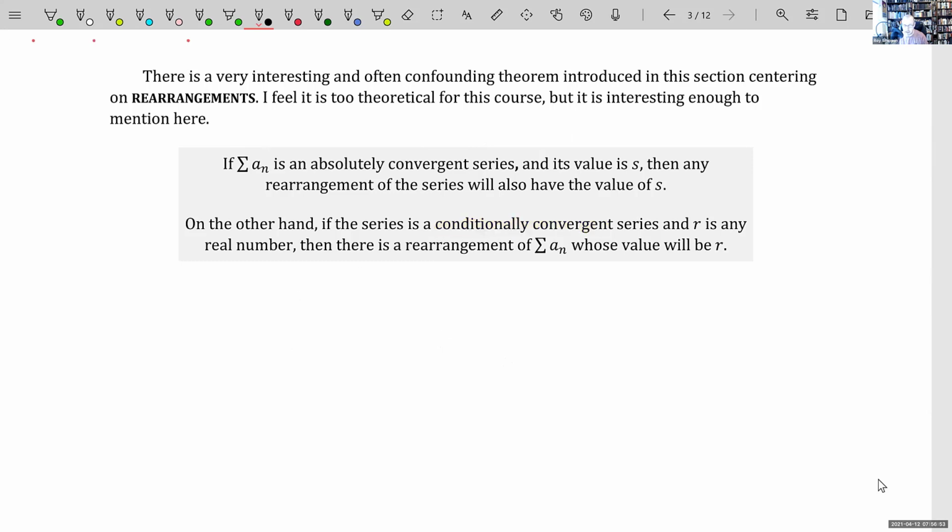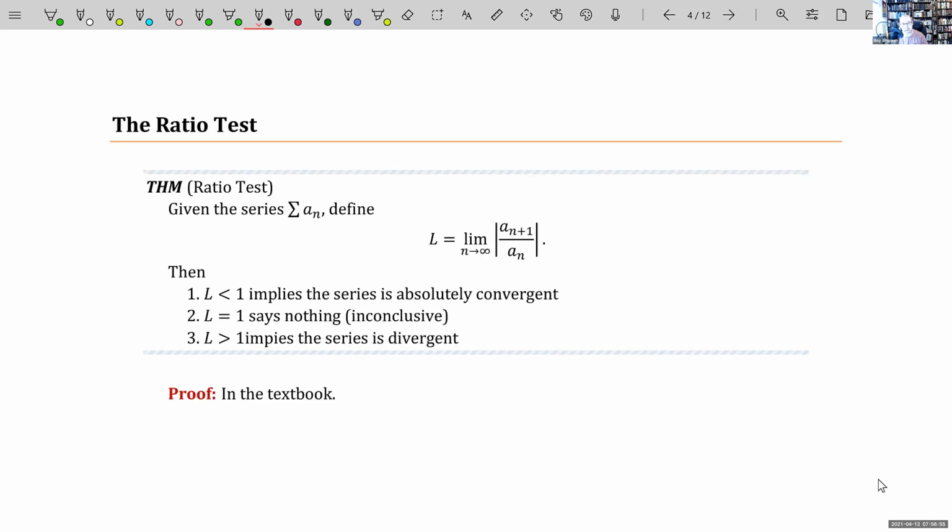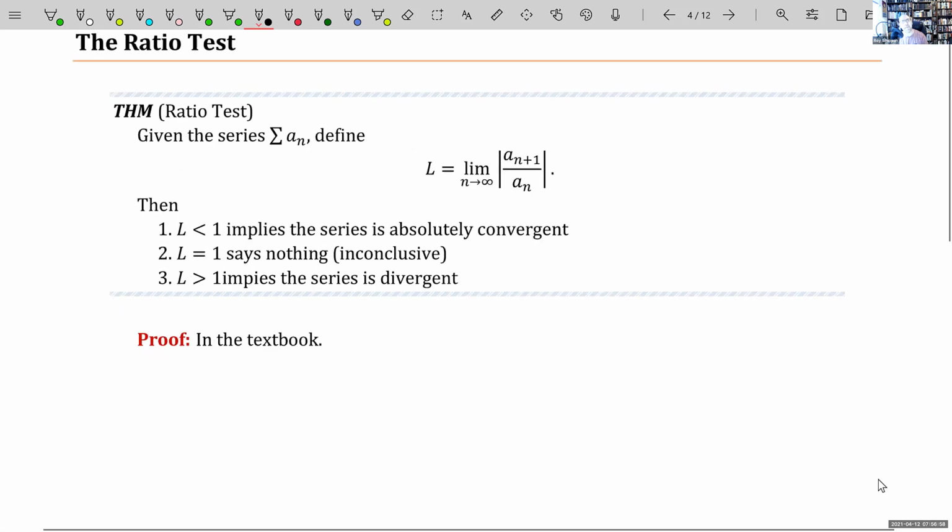But we're not going to use it. And your author doesn't even have an example of it, honestly. So I could be wrong about that. Maybe he does. But anyhow, now let's get into the meat of this section.